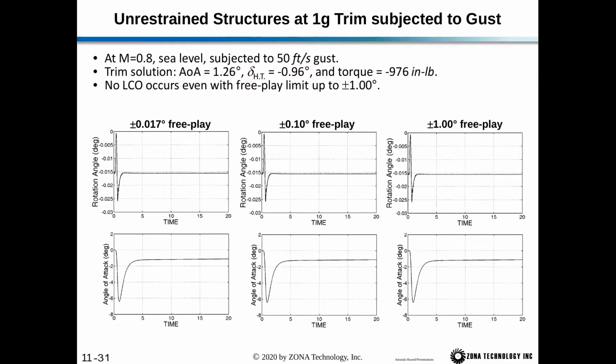Next, we'll look at the unrestrained structure at a 1G trim subjected to gust. So this is, once again, at Mach 0.8, sea level, subjected to a 50 foot per second gust. Our trim solution is an angle of attack of 1.26 degrees. Horizontal tail deflection angle is minus 0.96 degrees, where the torque is minus 976 inch-pounds. And no LCO occurs, even with a free play limit up to plus or minus 1 degree. So at this particular loading condition, no matter how large we increase the free play up to 1 degree, we have no LCO developing.